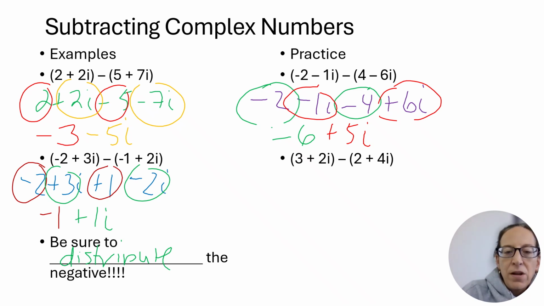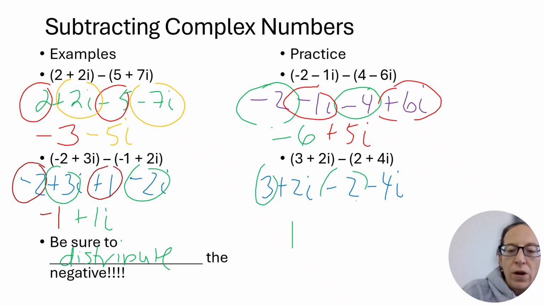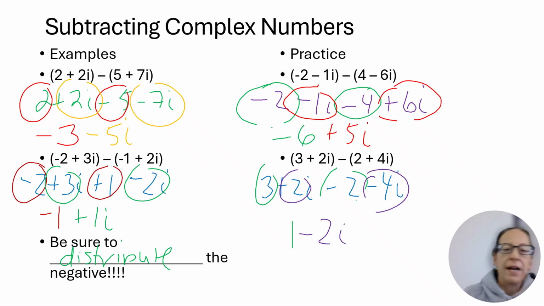And the next one, we'll have 3 plus 2i minus (2 minus 4i). And combining like terms, we have 3 minus 2, which is 1, and 2i minus 4i, which is negative 2i. So, ta-da, yay. All right, on to the next thing.